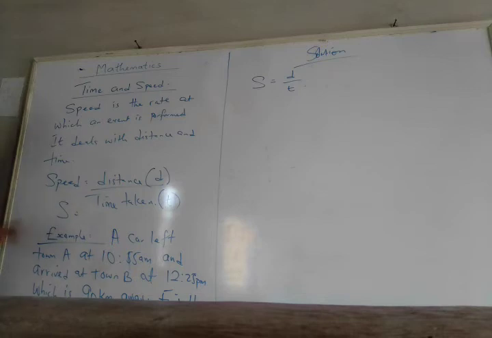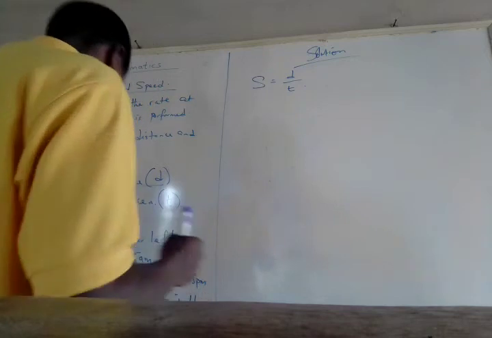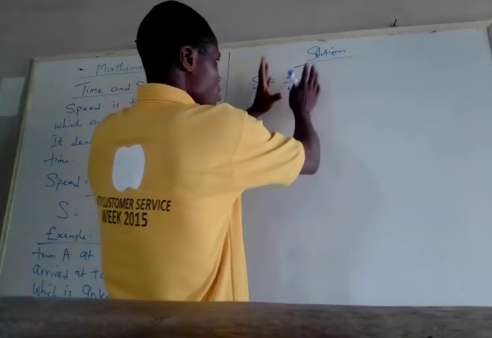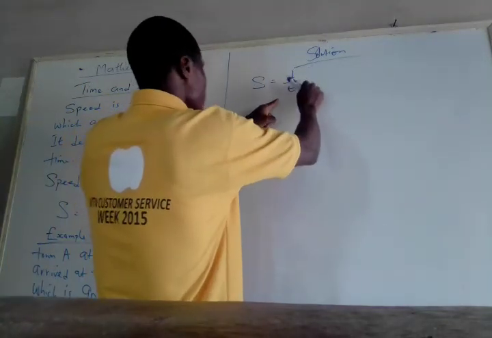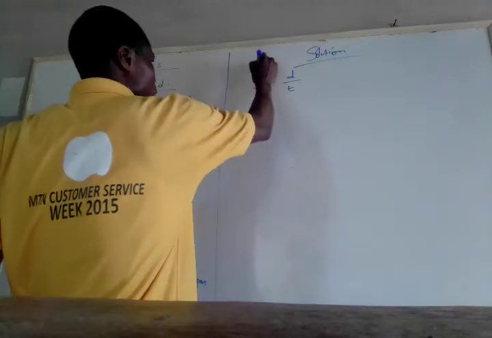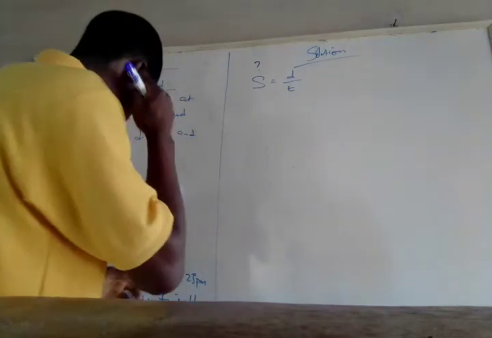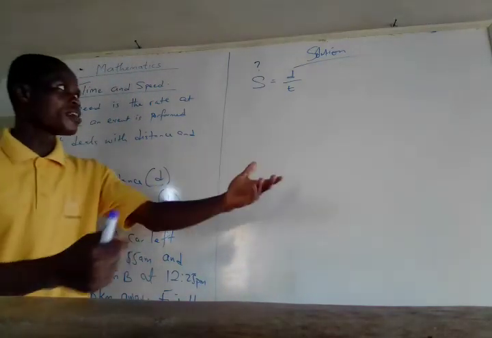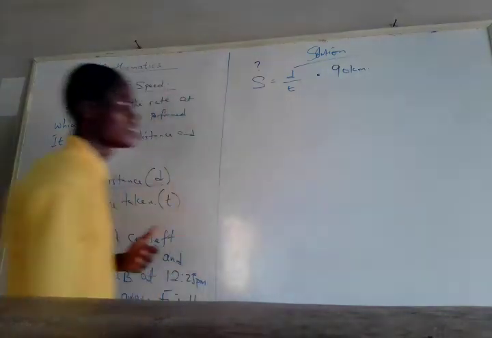But what is the first thing for us to do? First of all, you have to analyze and bring out what you're given, the parameters that you're given. You bring it out and then you identify each of them from the question. Speed is not given, so that is what we are looking for, a question mark kind of. Your distance shows how far town B is from town A. That's about 90 kilometers, isn't it?